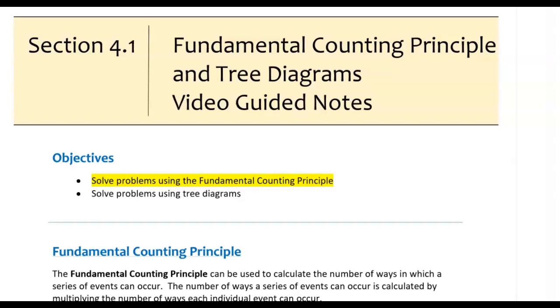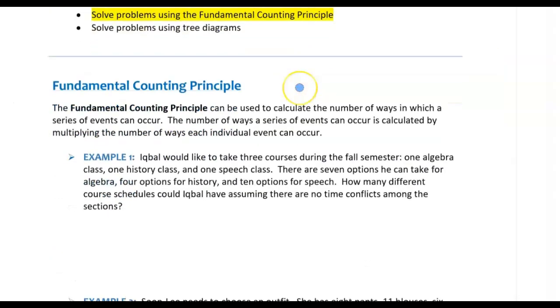Section 4.1, Fundamental Counting Principle and Tree Diagrams, Video 1. We will go over the following objective: solve problems using the Fundamental Counting Principle.